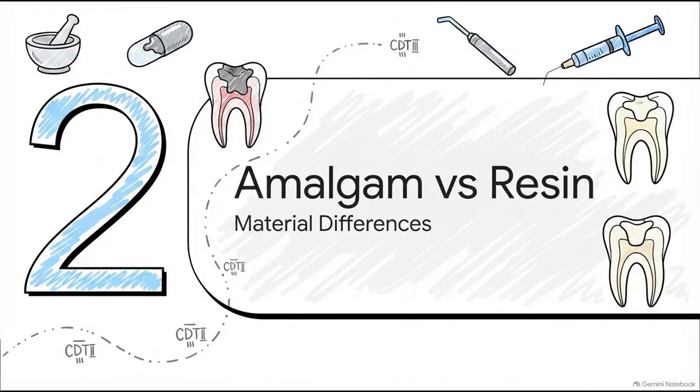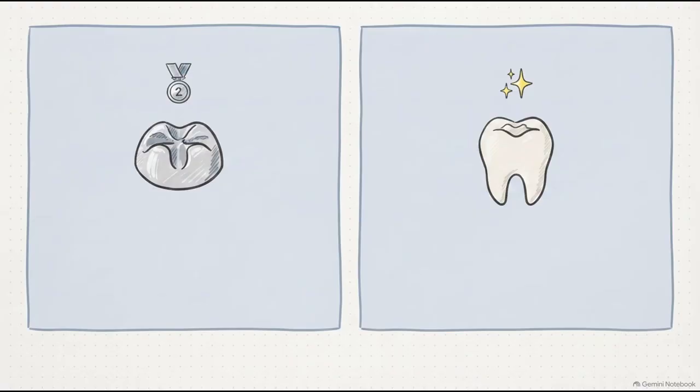Moving on to Section 2, amalgam versus resin composites. So here we're looking at the core material dichotomy in direct restorative dentistry. On one side, we've got dental amalgam. This is your traditional alloy mixture composed of liquid mercury combined with metals, typically copper, silver, zinc, and tin. On the flip side, we have composite resin. You'll often hear this referred to clinically and definitely by patients as white fillings. These are tooth-colored synthetic materials.